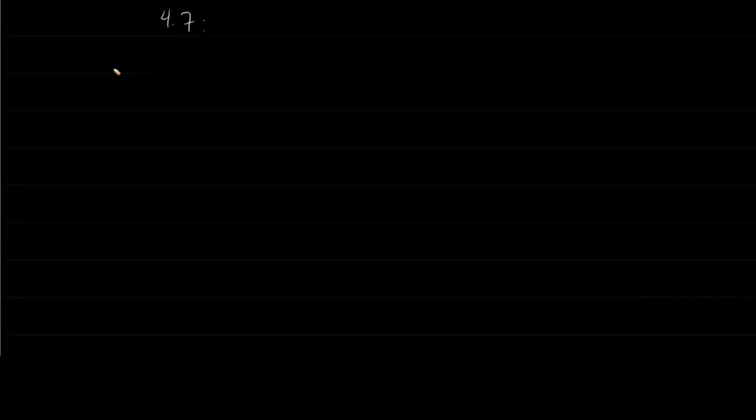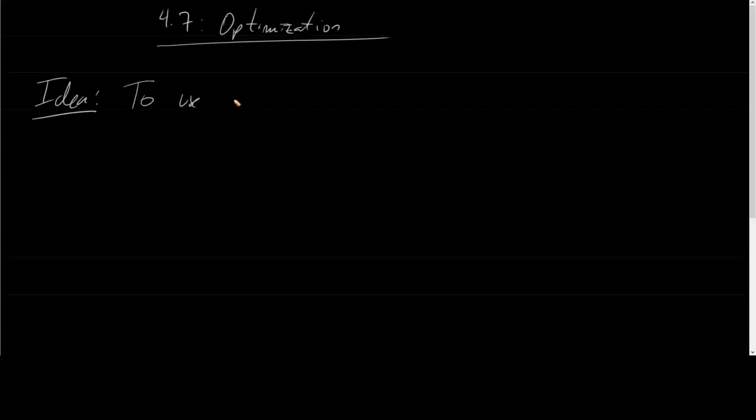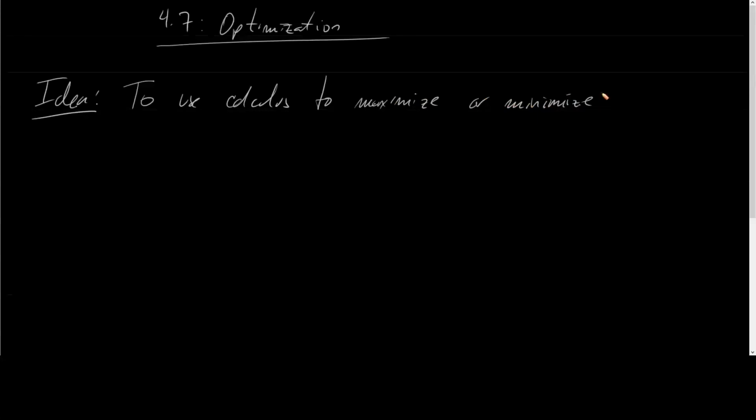This is chapter 4, section 7, 4.7, and 4.7 is optimization. All right. Now, in optimization, here's the idea. The idea is to use calculus to maximize or minimize a given scenario.